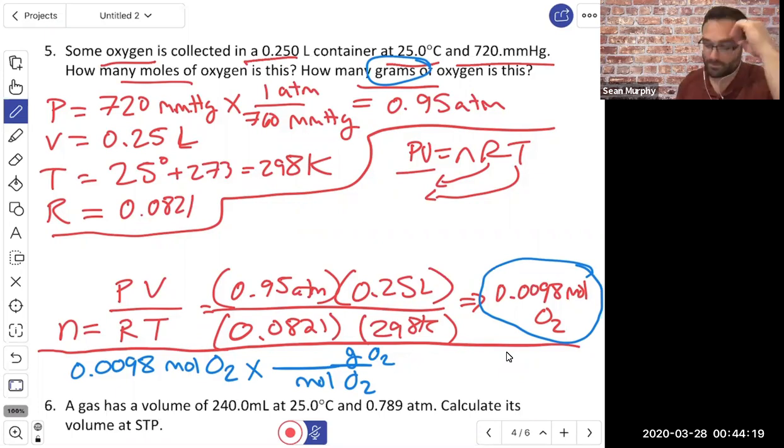On the periodic table, each oxygen weighs 16. 16 plus 16 is 32. So let's take this number, 0.0098 times 32. How many grams is that if we were to actually weigh it? Okay, which is hard to do for gas because, won't go there.